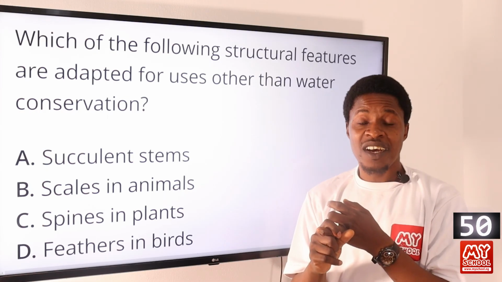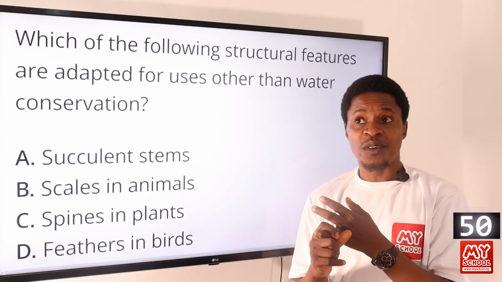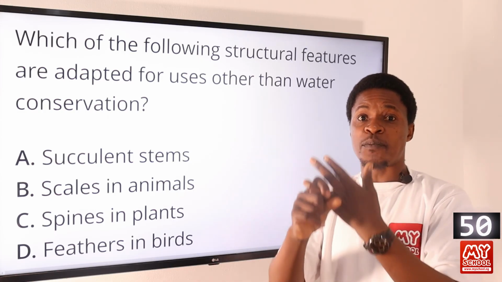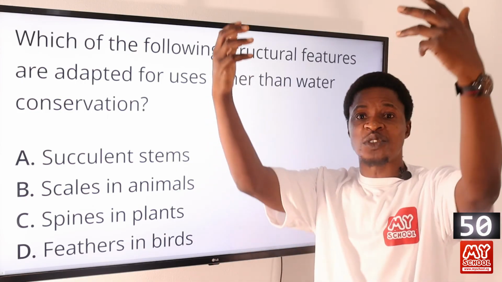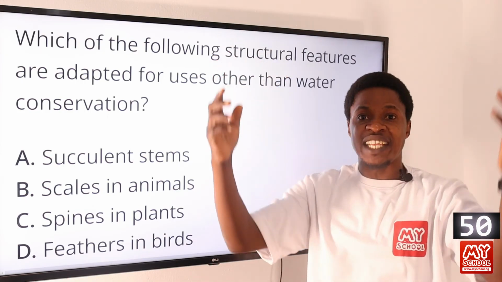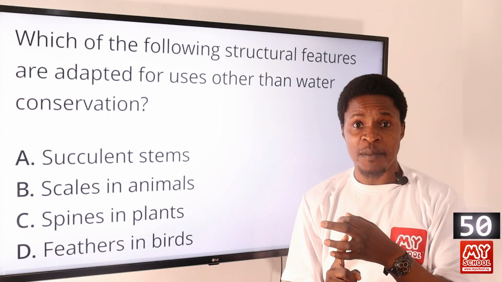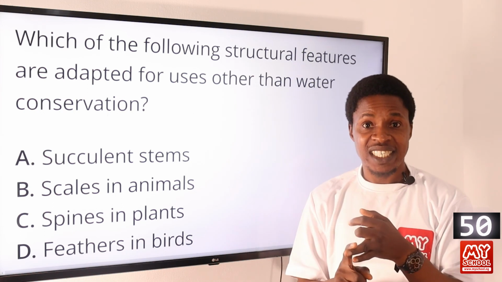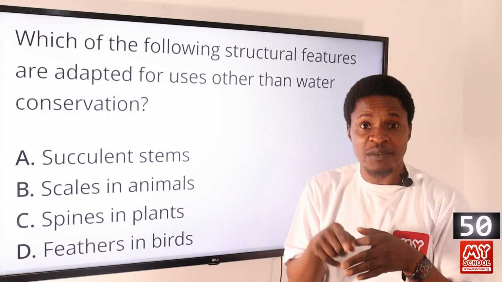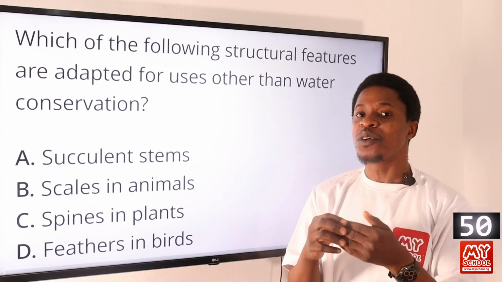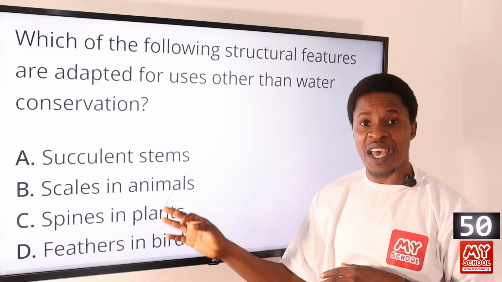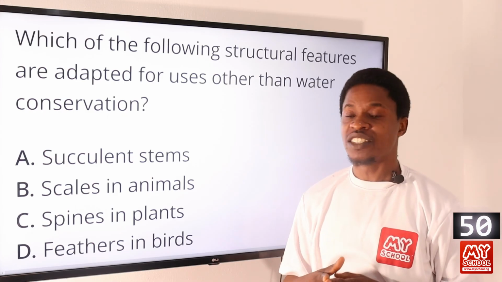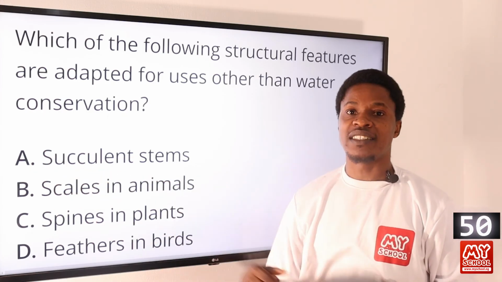When we talk about color, they have a white, green kind of color that helps with sunlight radiation. Once sunlight shines on them, they can reflect light, so the color helps them. We talked about water conservation, shade, habitats for other organisms, and color. So you can see it has more functions compared to every other option here. So based on that, the correct answer here is option A, succulent stems.